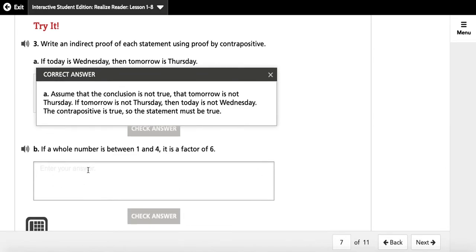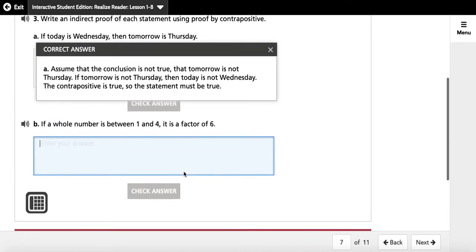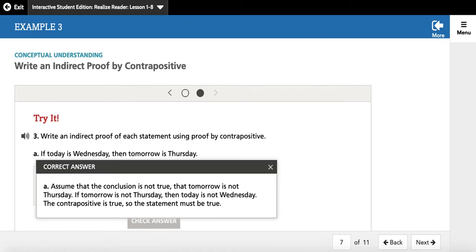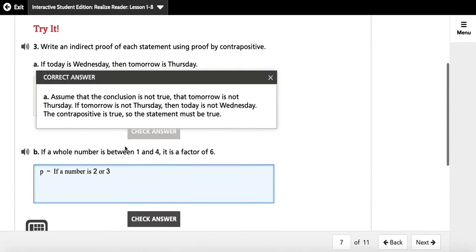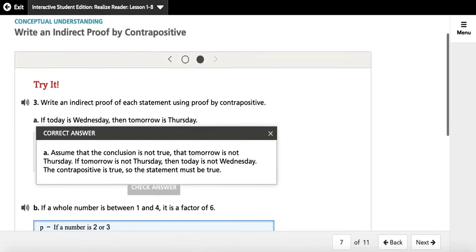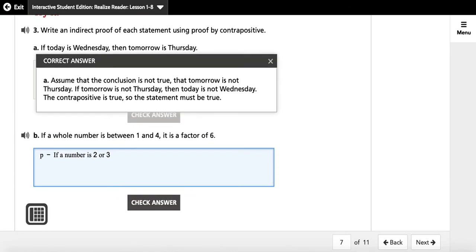If a whole number is between 1 and 4, it's a factor of 6. If a whole number is between 1 and 4, the only whole numbers between 1 and 4 are 2 and 3. So P is, I don't know why I'm starting off with P, but P is if a number is 2 or 3. That's one way of thinking of it. If a whole number is between 1 and 4, that's saying that the number is 2 or 3. And why don't I just jump to, even though I'm doing it a different way than the last time, I'm going to do the opposite of P.